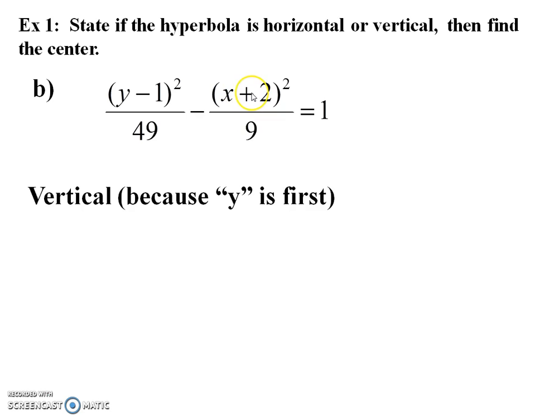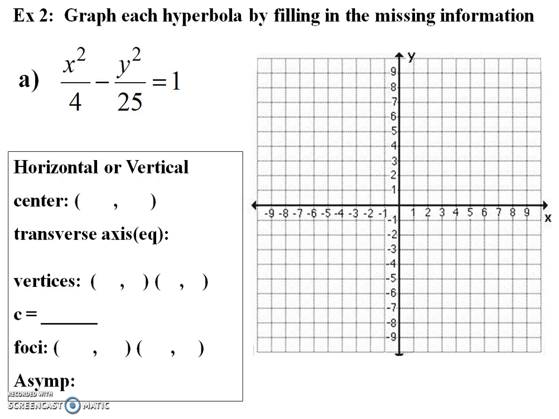So what would make this 0? Opposite. -2. What would make this 0? Opposite. So it's +1. So your center would be -2, 1. So be careful identifying your center, just like you had to be very careful when it was a parabola. So now we're going to graph these.